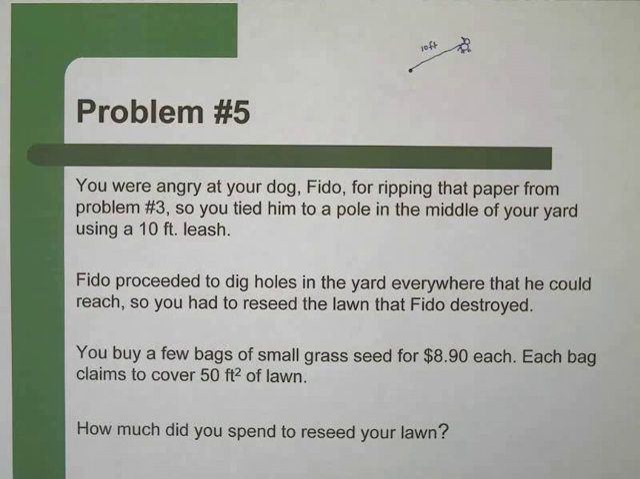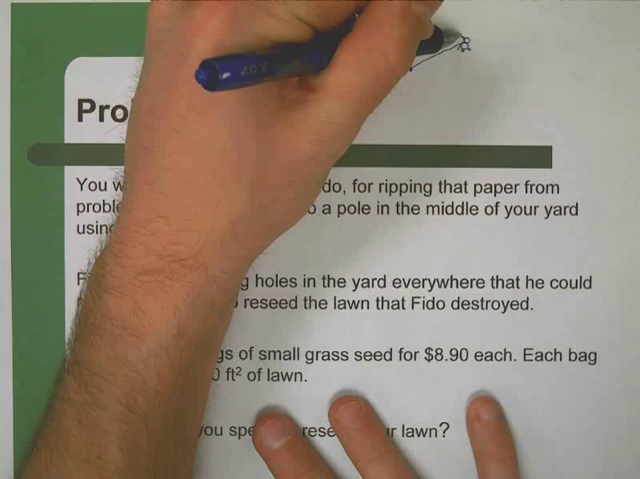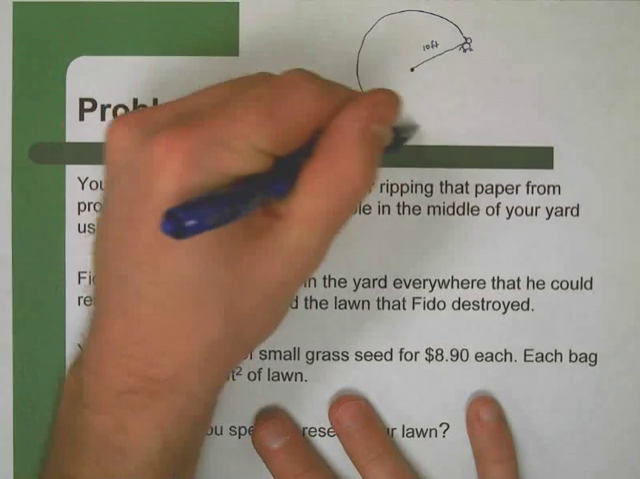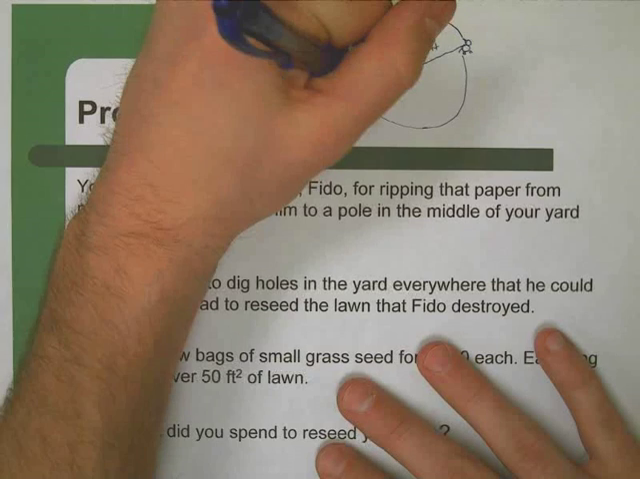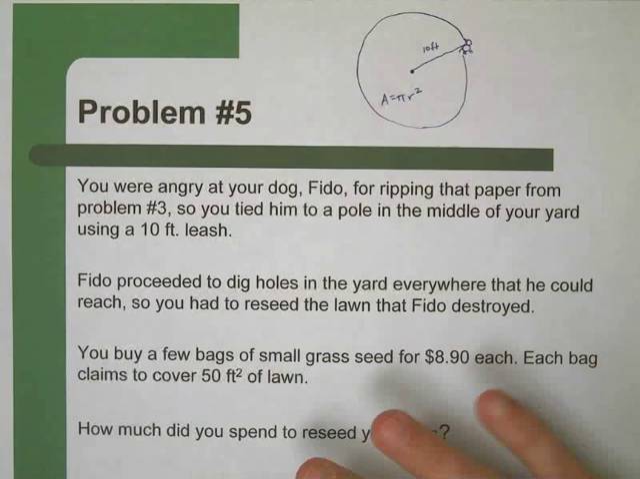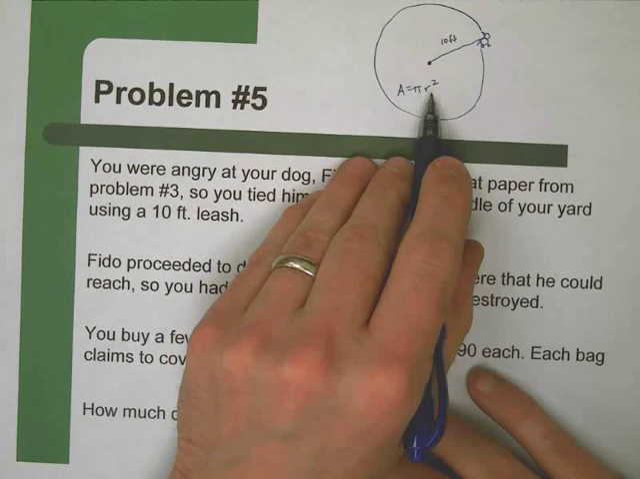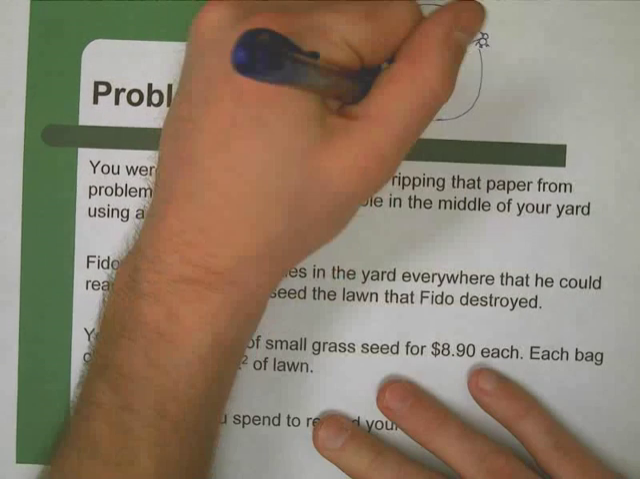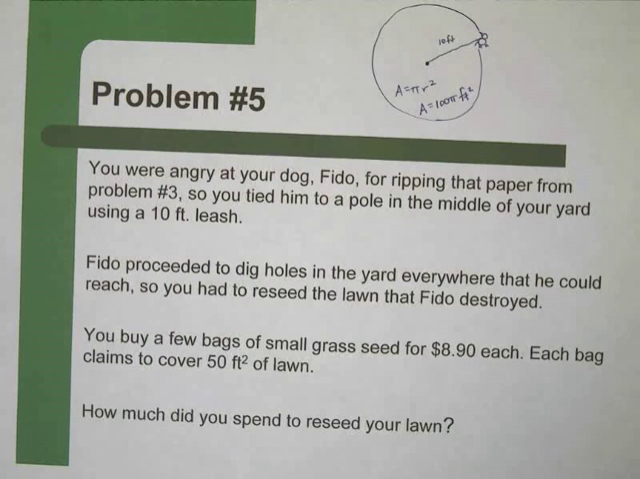Fido proceeded to dig holes in the yard everywhere that he could reach, so you had to reseed the lawn that Fido destroyed. So if we look at the area that is reachable by Fido, assuming there's no sheds or houses or anything in the way, it's probably going to be like a circle. He can get anywhere within that. What's the area that he could reach? Well, that looks like a circle, so area is pi r squared. The radius in this case is 10 feet, so we take 10 and square it to get 100. The area in this case is 100 pi square feet.